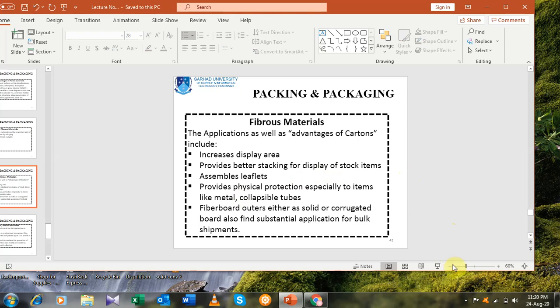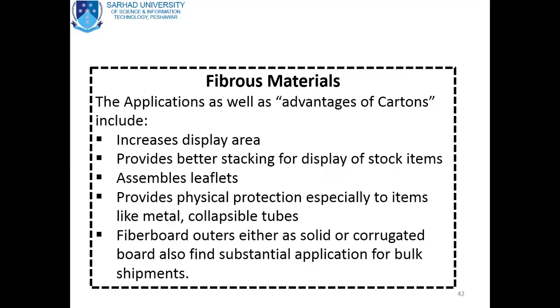Fiberboard outers, either solid or corrugated board, also find substantial application for bulk shipment. These are the advantages of the cotton.